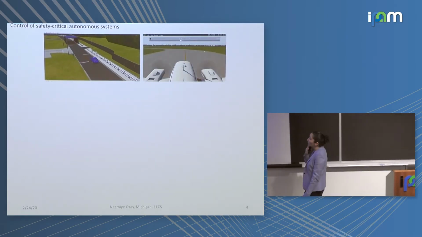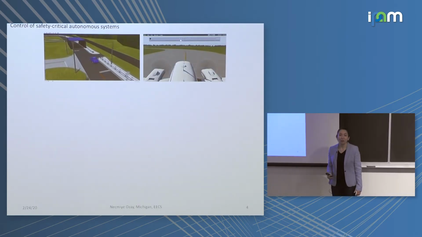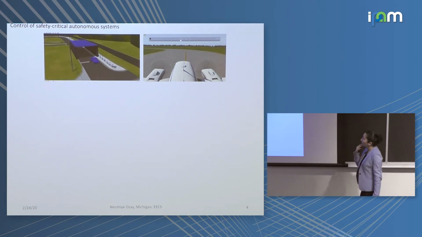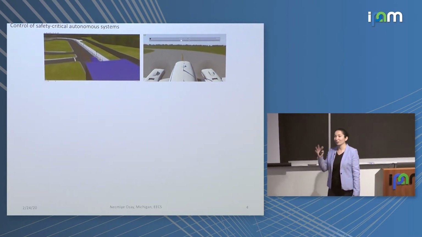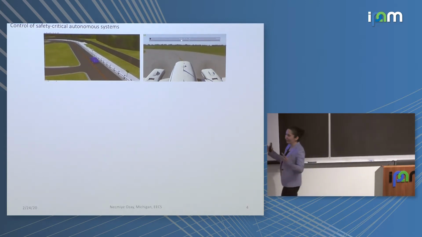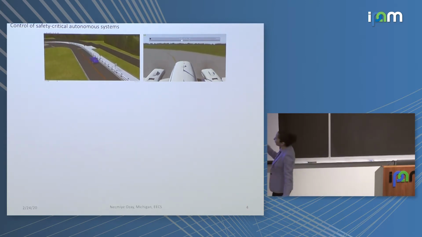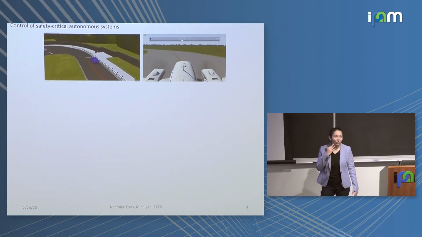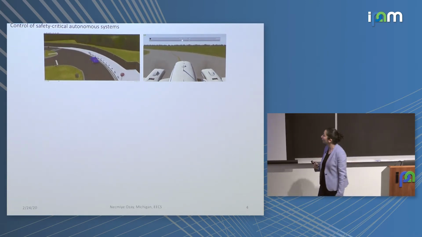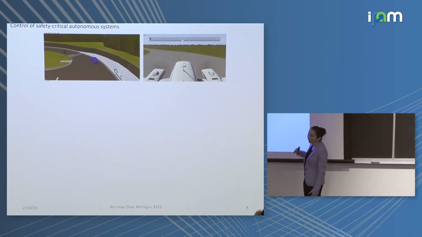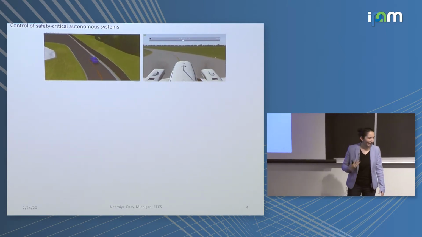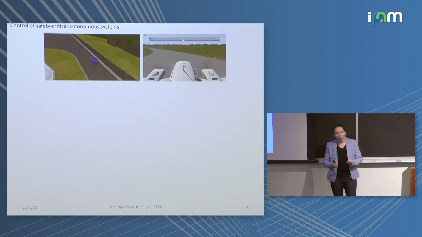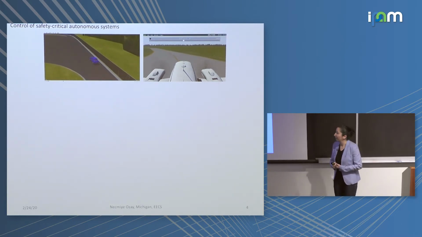So I work on control of safety-critical autonomous systems. We are doing things with autonomous vehicles. If you're at Michigan, it's impossible to avoid doing things with cars. And we are also looking into some autonomous aerospace systems. Here is a simulator where we are trying to autonomously taxi an aircraft, and we want to give certain guarantees on the behavior.